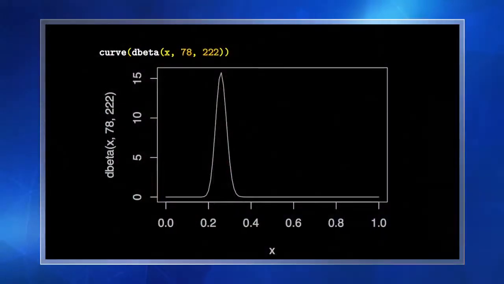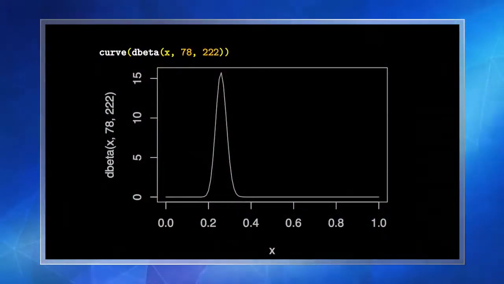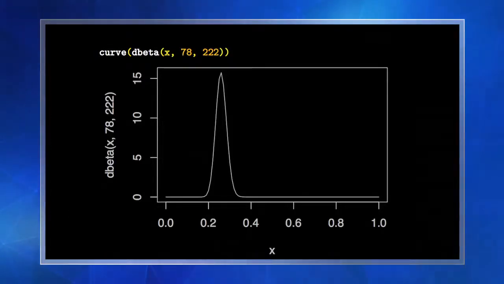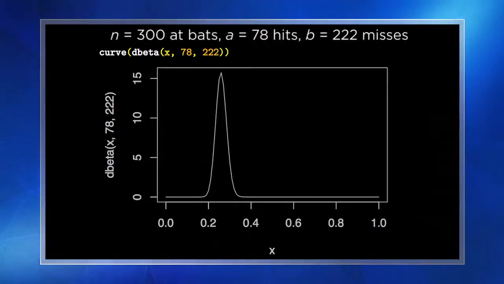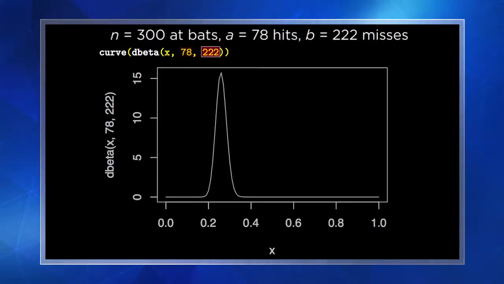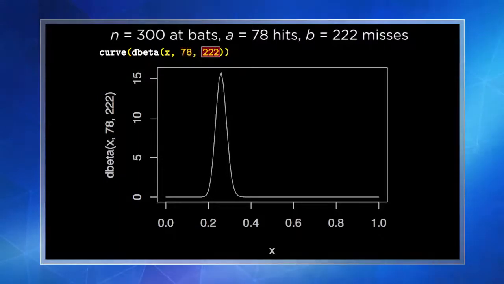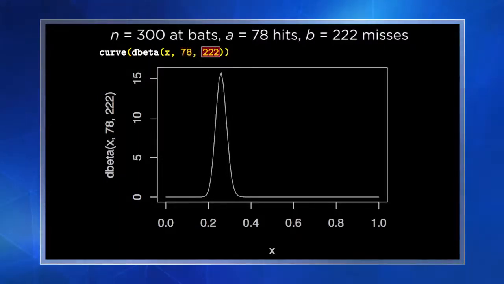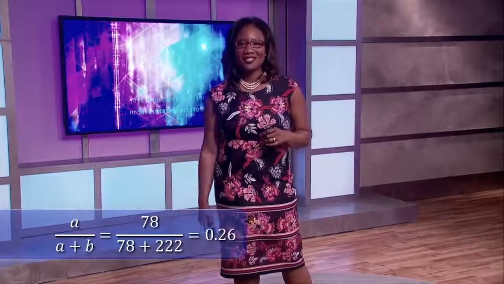Here's the curve of that beta distribution in R. So assuming a season with, say, 300 at bats, A equals 78 could represent the number of hits, and B equal to 222 represents the number of misses. Now, conveniently, the mean of this distribution is A over A plus B. So I specifically chose these values to give me a mean of 0.26. And the distribution pretty accurately contains our prior belief.